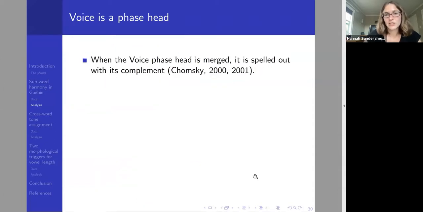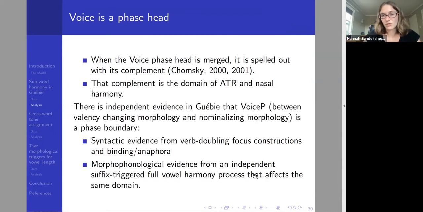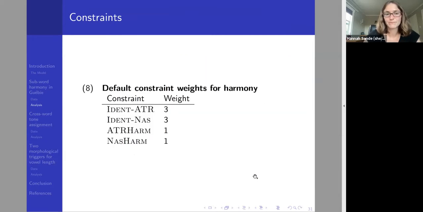So when that voice phase head is merged, it's spelled out with its complement. The complement is the domain of ATR and nasal harmony. And as I mentioned, there's independent evidence for the need for this domain to be a phase.